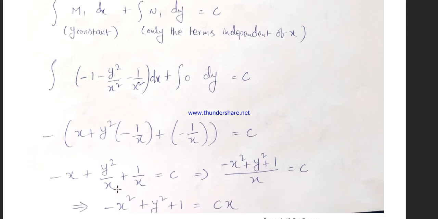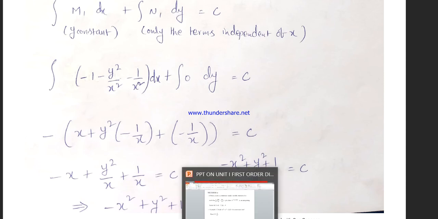Now multiply with negative sign, we get minus x plus y square by x plus 1 by x equal to c. If you take the LCM, then we get minus x square plus y square plus 1 by x equal to c. That is minus x square plus y square plus 1 is equal to cx. This is our required general solution to the given non-exact differential equation.